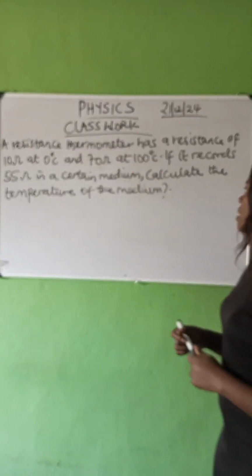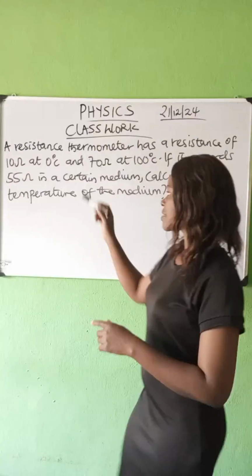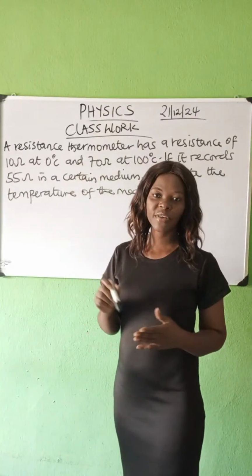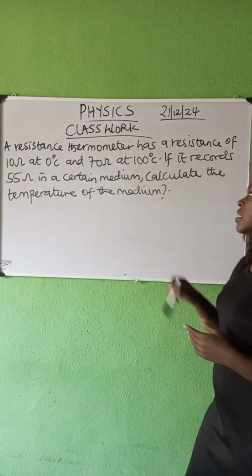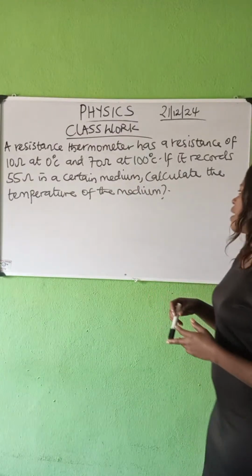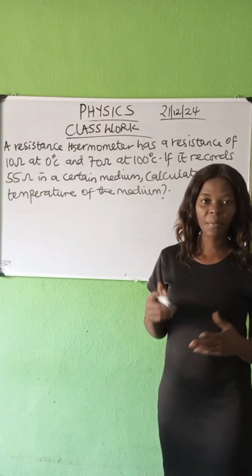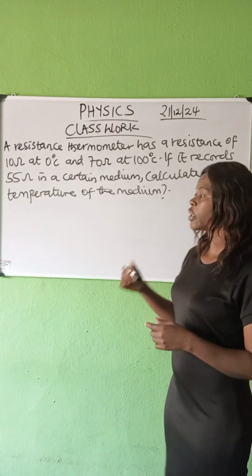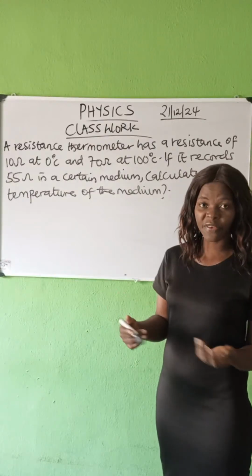A resistance thermometer has a resistance of 10 ohms at 0 degrees Celsius, and 70 ohms at 100 degrees Celsius. If it records 55 ohms in a certain medium, calculate the temperature of the medium. Now, in this type of question, what do we do? What we are going to do is to do the comparison we did previously.